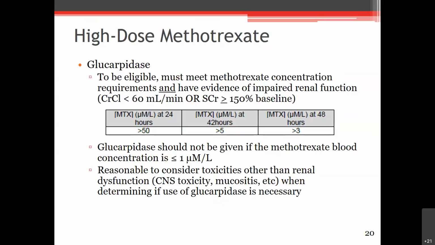And it's also reasonable to consider other toxicities in addition to the renal dysfunction, so things like CNS toxicity, or if a patient has really severe mucositis. Those are usually the cases that we might seriously consider glucarpidase rather than patients who solely have an elevated level and a bump in their creatinine. And then cutoffs for when to consider glucarpidase in our pediatric patients, those are going to be outlined in specific COG protocols.